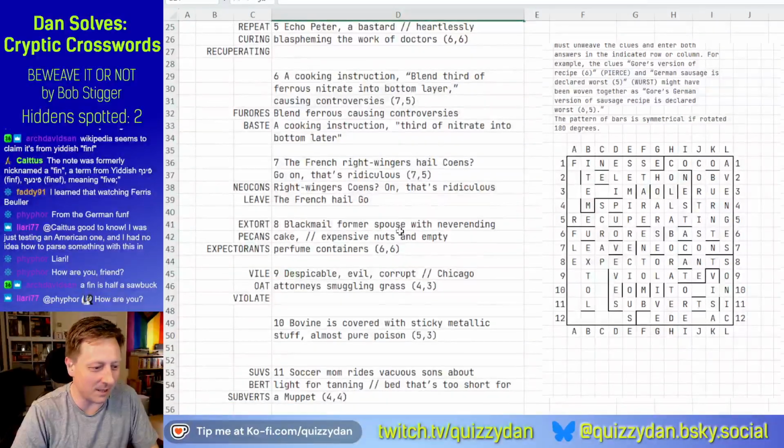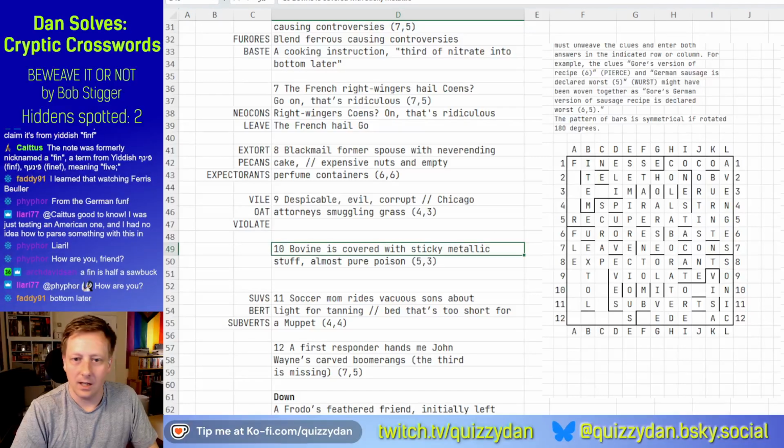Neocons and leave have got the grid of spectrants. Violate we have, and then there's nothing else in that row, so we can just go doot, doot, and also doot, doot there.